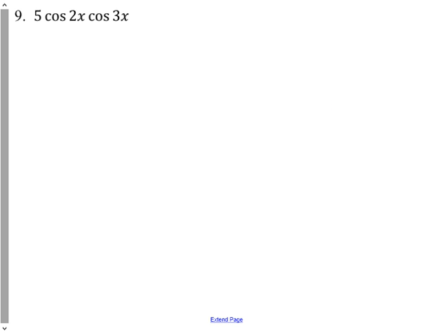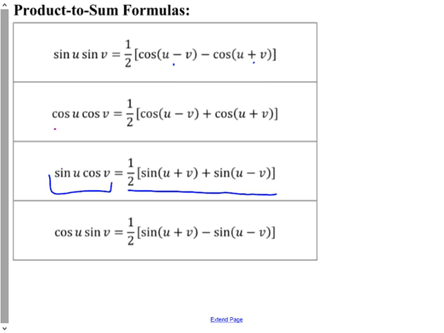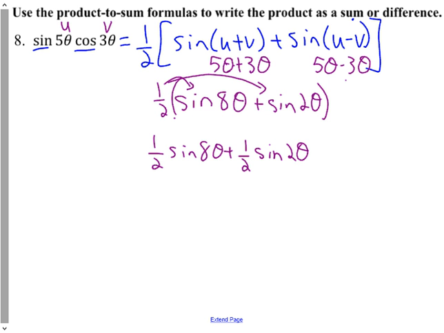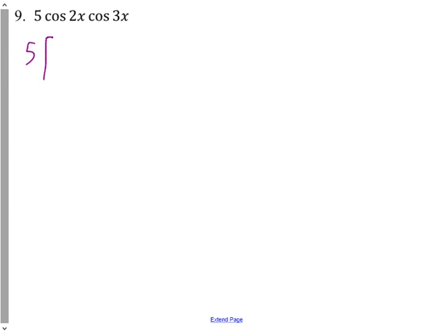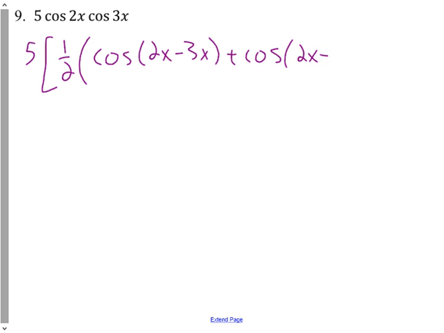Next one, same idea, but with a 5 in front. So the cosine formula now is half cosine of u minus v plus cosine of u plus v. So that's what I have written down there. We've got half cosine of u minus v plus cosine of u plus v. I actually plugged them in this time as we were going.